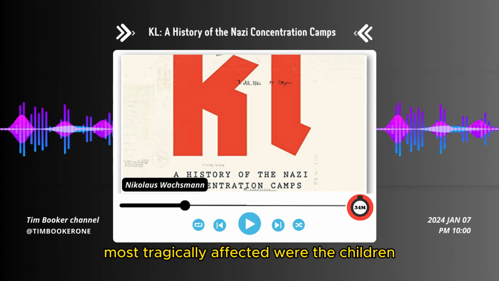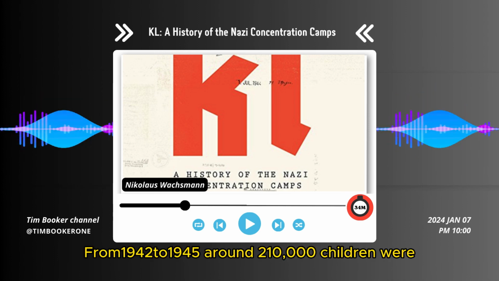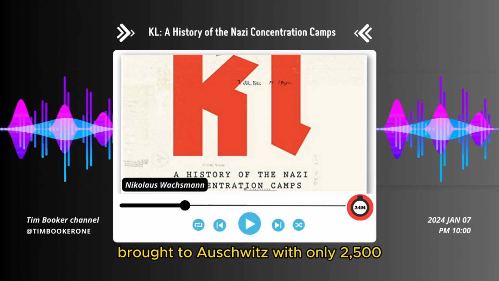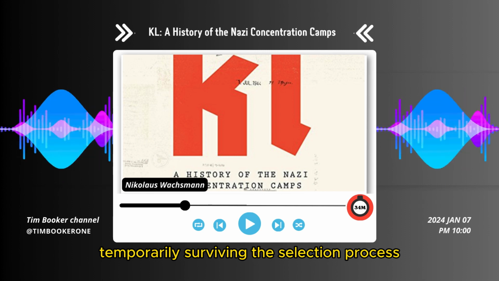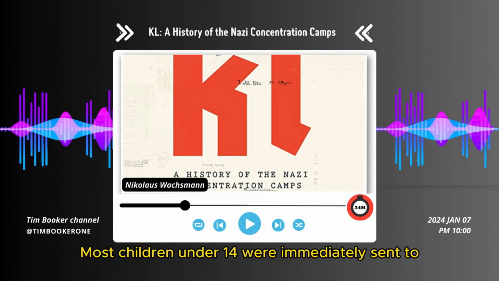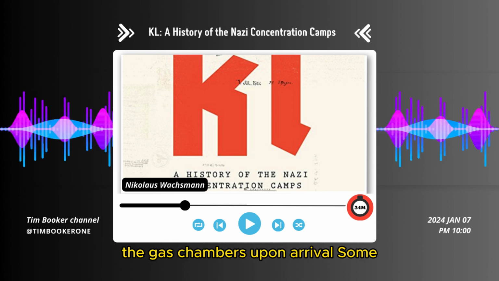Among the most tragically affected were the children. From 1942 to 1945, around 210,000 children were brought to Auschwitz, with only 2,500 temporarily surviving the selection process. Most children under 14 were immediately sent to the gas chambers upon arrival.